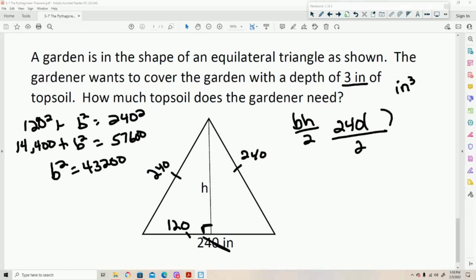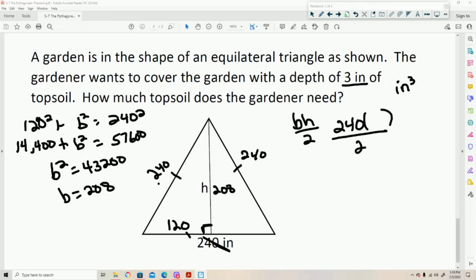Since we are finding a measurement of earth needed, we don't want a simplified square root. We actually want a decimal here, and we'll round it. So we're going to take the square root of 43,200 and round that. I get 207.8, so we'll make that 208. So B is equal to 208. That is the height of this triangle.